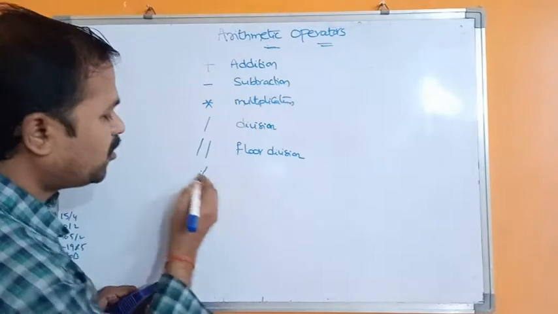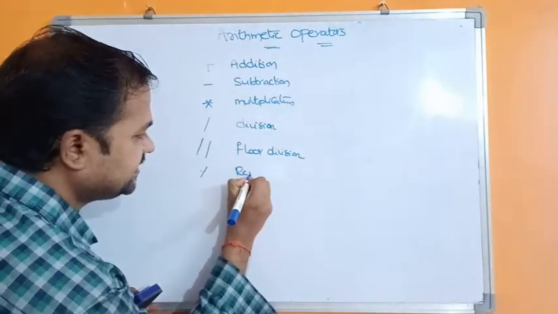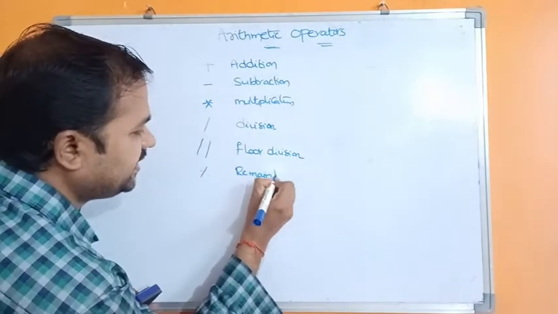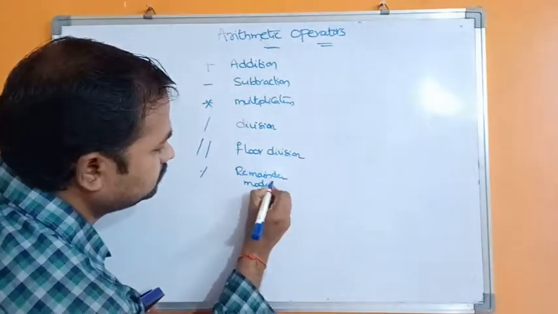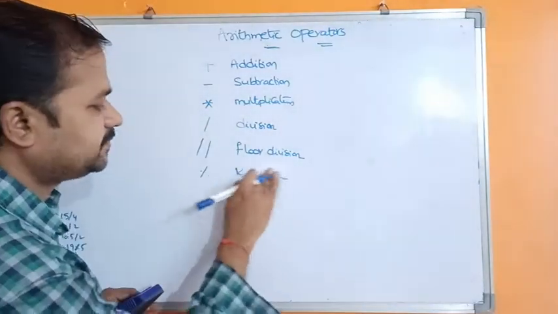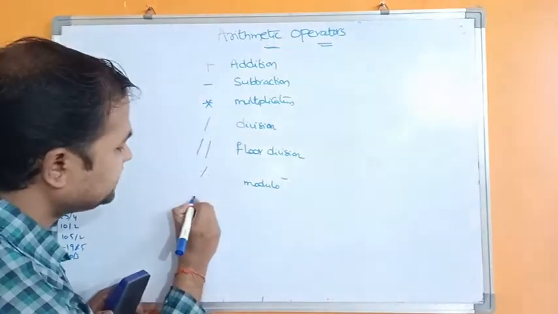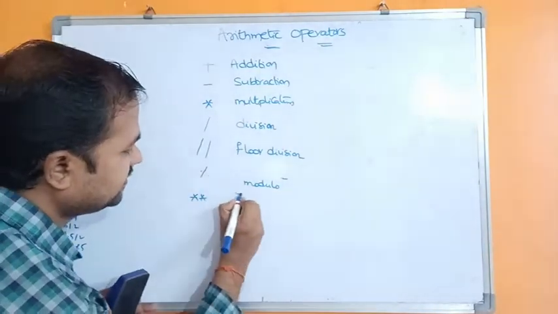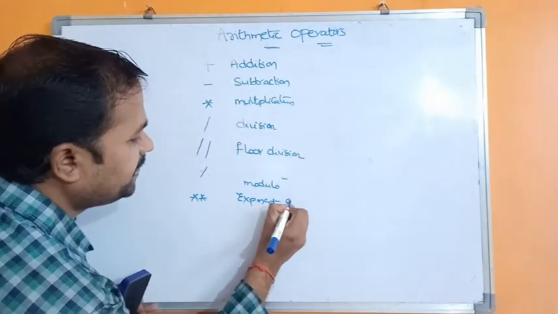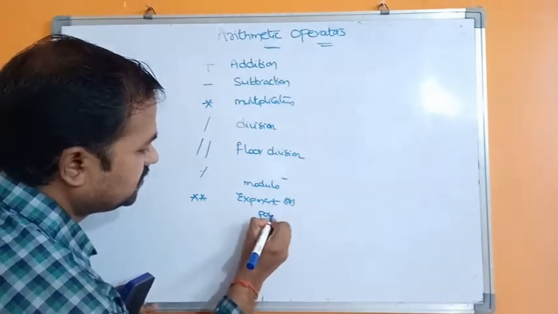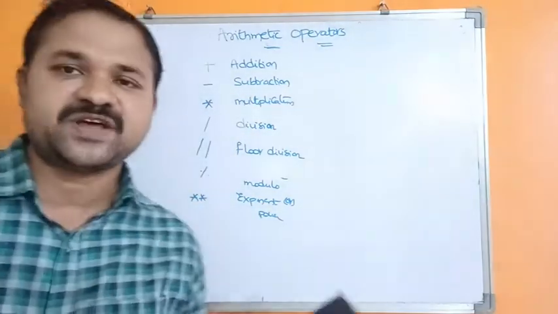The next one is percentage. This is called the remainder operator. It will give the modulo. So this is the modulo operator. And the last one is two asterisks. This is called the exponent or power operator. So let's see all these operators one by one.